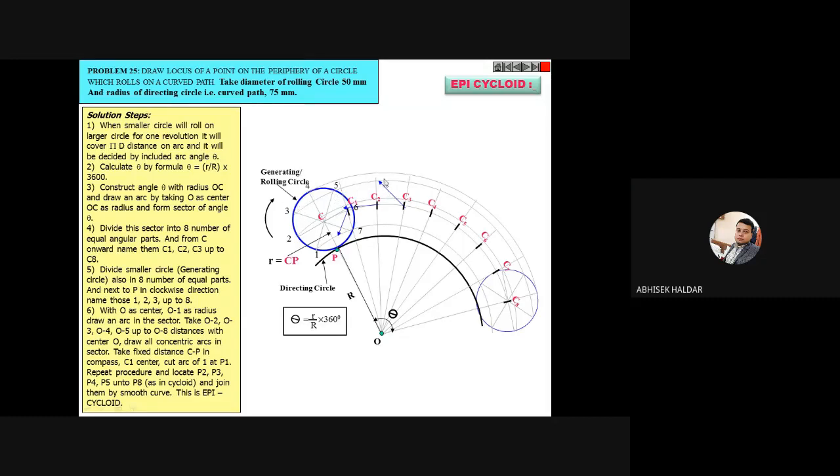Is that clear? If any doubt, please ask, because this is the same as the cycloid. From C4, you will cut the fourth arc line, that means it will just touch the arc. In cycloid it was a straight line, and here it is an arc. That is the difference, nothing else. From C5, which side should I cut? Yes, the fifth line on the right side.